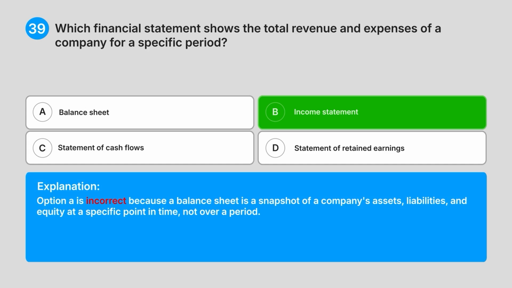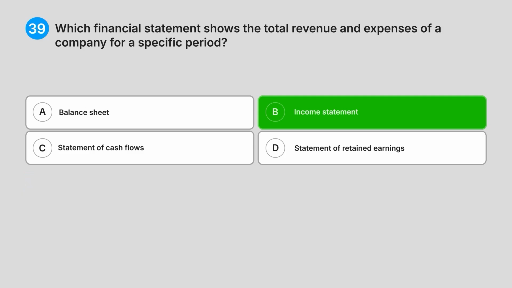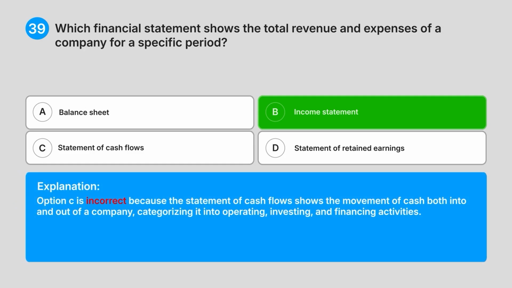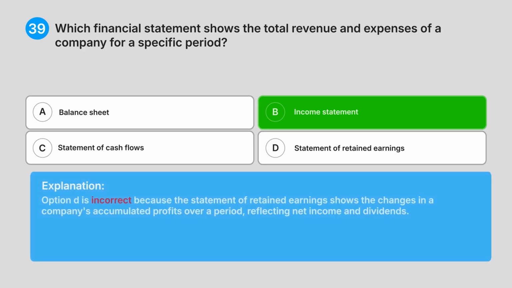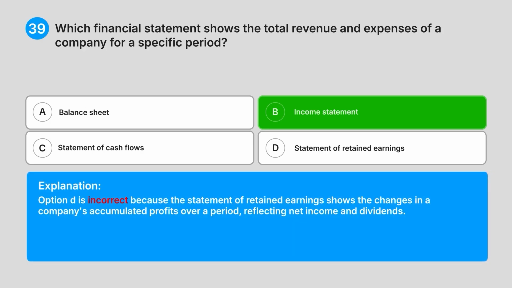Option A is incorrect because a balance sheet is a snapshot of a company's assets, liabilities, and equity at a specific point in time, not over a period. Option C is incorrect because the statement of cash flows shows the movement of cash, both into and out of a company, categorizing it into operating, investing, and financing activities. Option D is incorrect because the statement of retained earnings shows the changes in a company's accumulated profits over a period, reflecting net income and dividends.